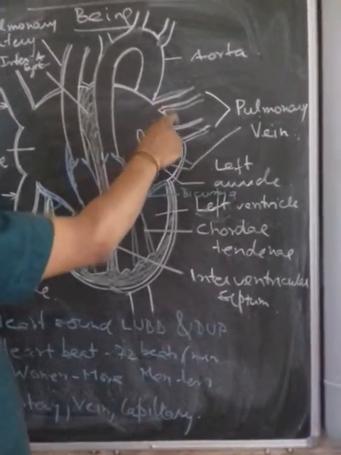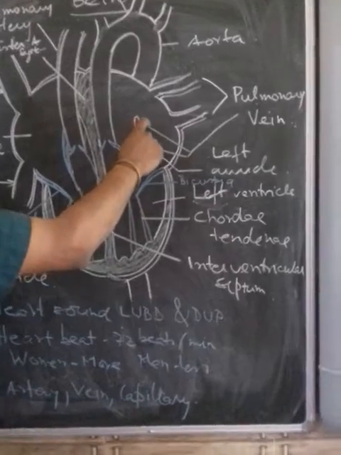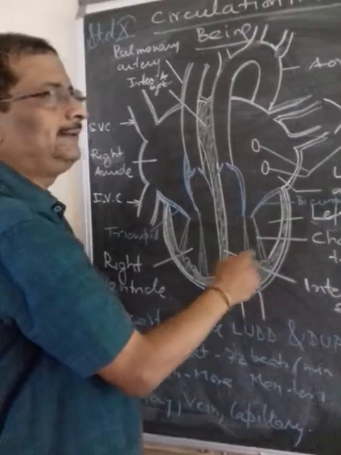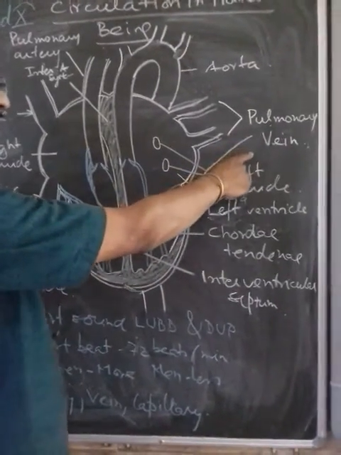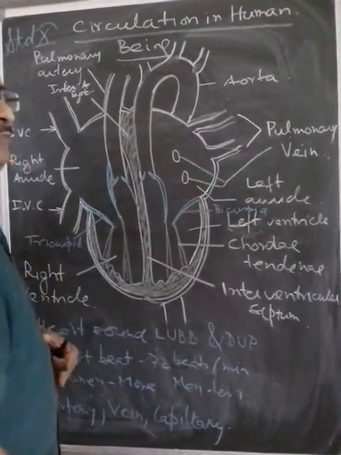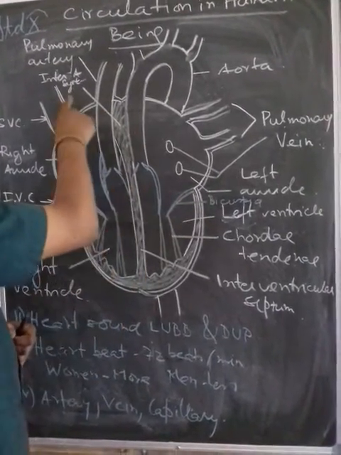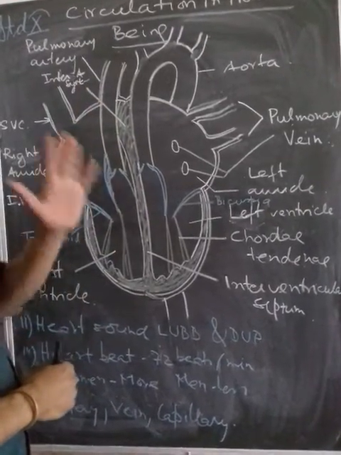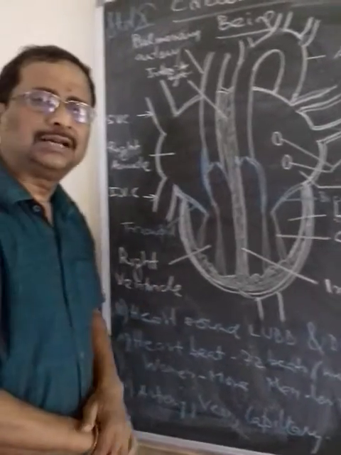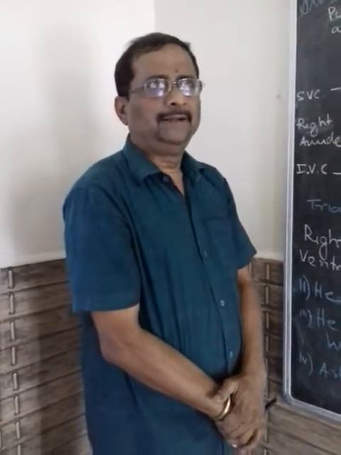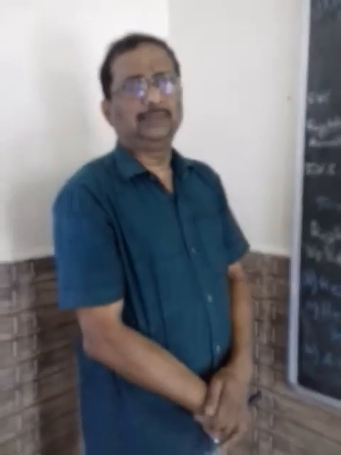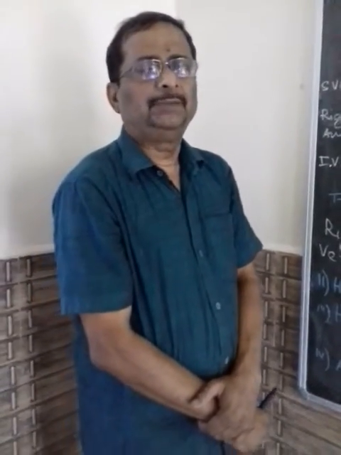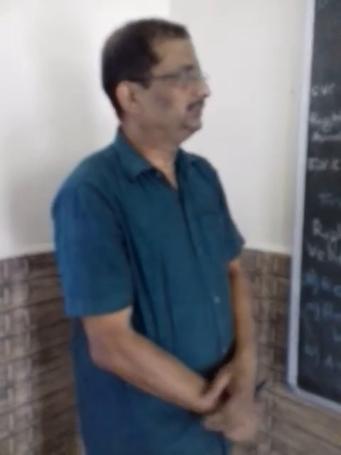Means each of the lung brings this, they bring it and then pour it into the left auricle, and it brings oxygenated blood. Remember one thing, that pulmonary vein is the only vein which brings the oxygenated blood, and pulmonary artery is the only artery which carries deoxygenated blood. So this is an exception among the artery, because arteries generally carry oxygenated blood and veins carry deoxygenated blood. The exception is pulmonary artery, which carries deoxygenated blood, and pulmonary vein which carries oxygenated blood.